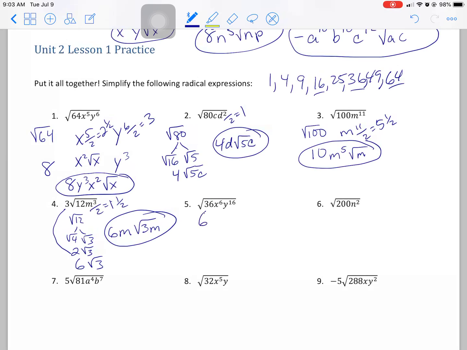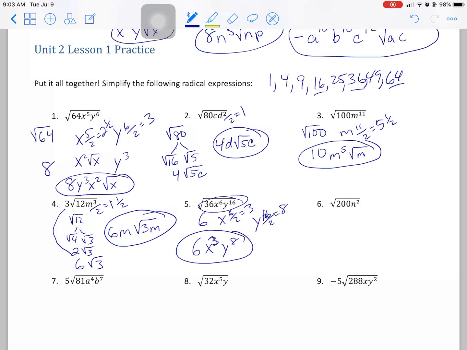36 is a perfect square of 6. All of the x's come out. 16. All of the y's come out. So my answer is 6x^3y^8. I don't need to keep the radical sign if everything comes out. Okay? So apparently that was one big whopper perfect square of everything.